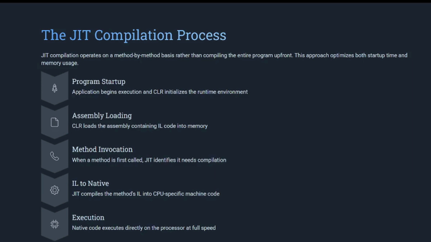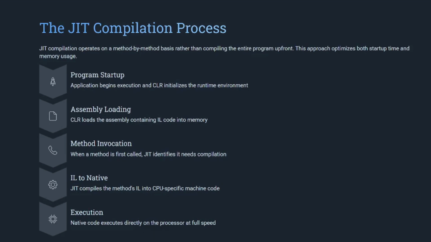So what happens is, when a method is called for the first time, JIT will check: has this method already been compiled or not? If it has not been compiled yet, then JIT converts the method's IL code into machine code and then executes it. But if the method is already compiled, it will not compile it again. It will directly execute the existing machine code. So this avoids doing the same work multiple times.